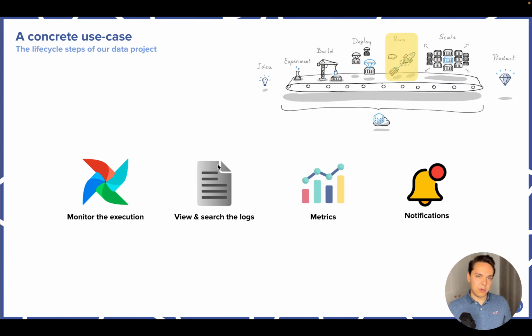When your project is running, you probably want to monitor it and see how it's going. You can do that easily with Conveyor using the Airflow UI embedded in the Conveyor UI. You can also view and search all the logs of your application, as well as inspect the metrics collected by Conveyor for you. If something is going wrong, you can also activate notifications by email.